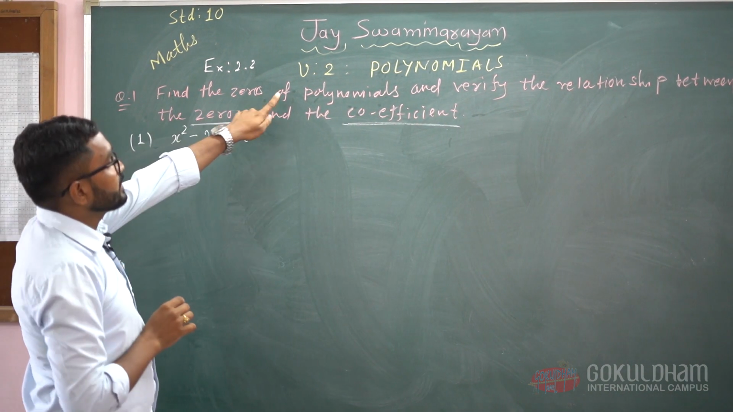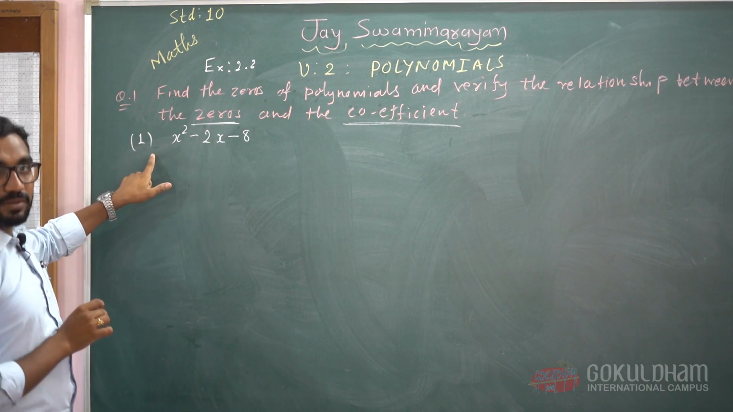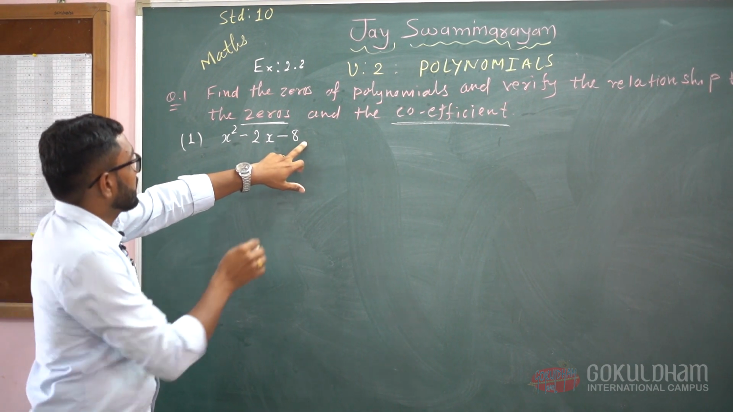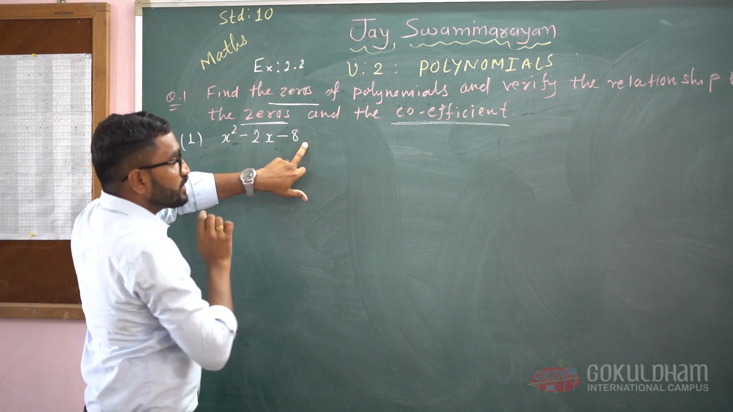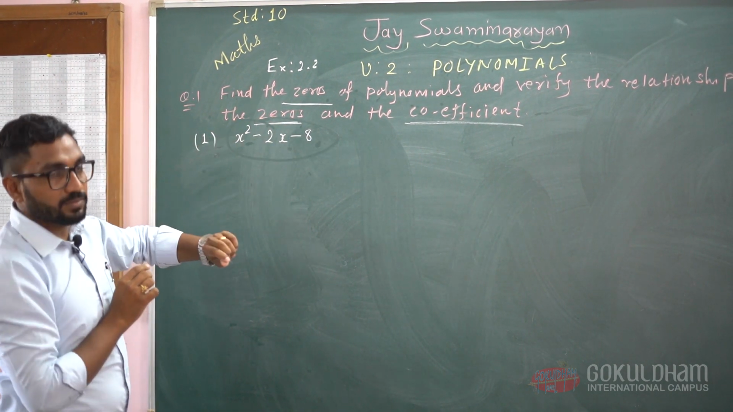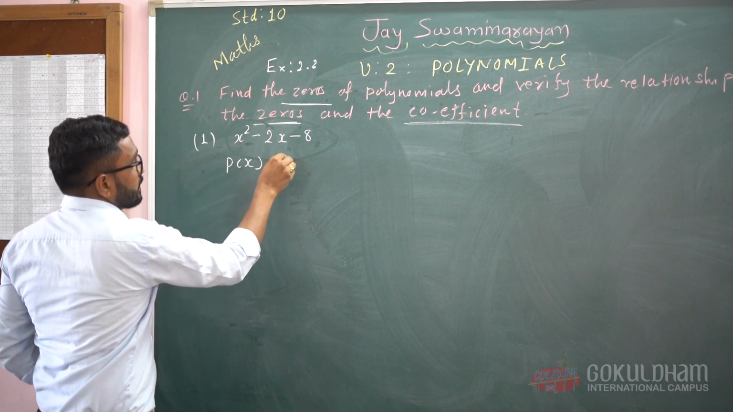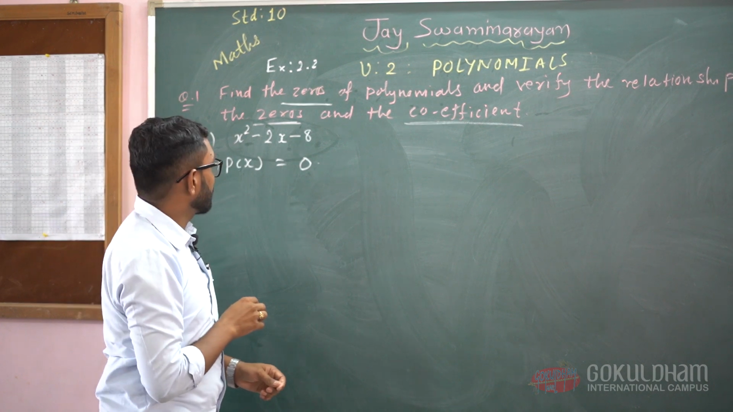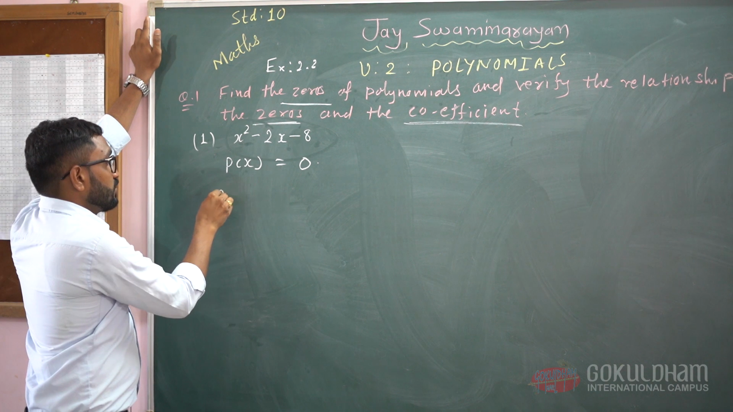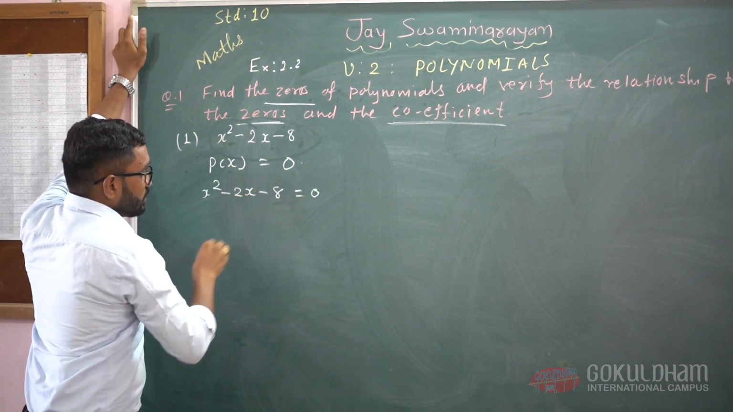Find the zeros. Example number 1: x square minus 2x minus 8. How to find zeros? Factorize this equation. Here the equation p of x equal to 0, where p of x means the equation given in x. So x square minus 2x minus 8 equal to 0.